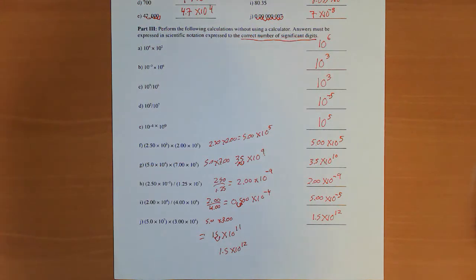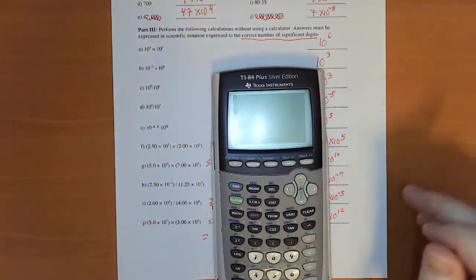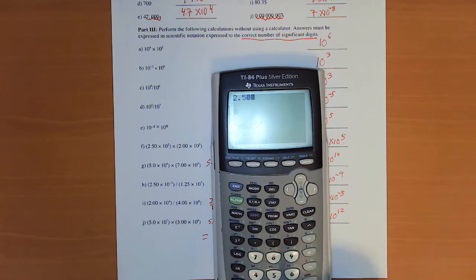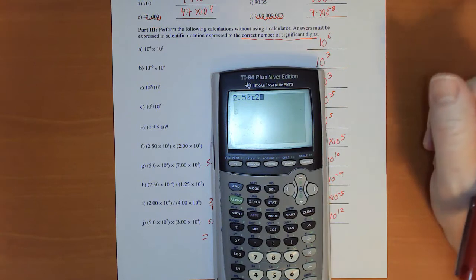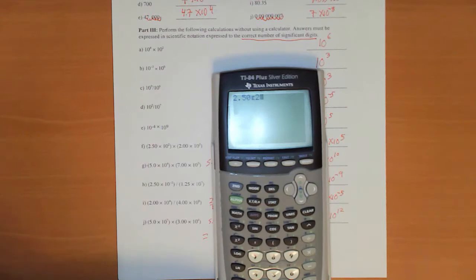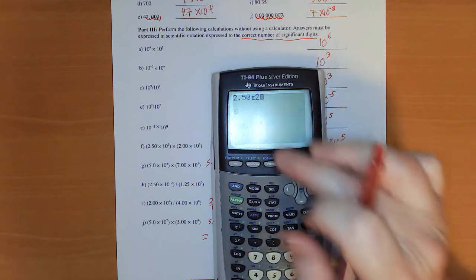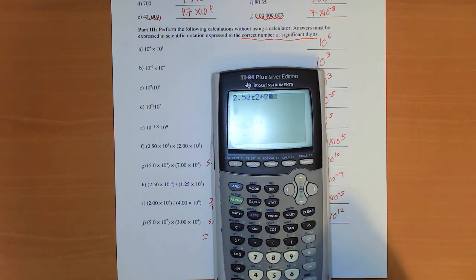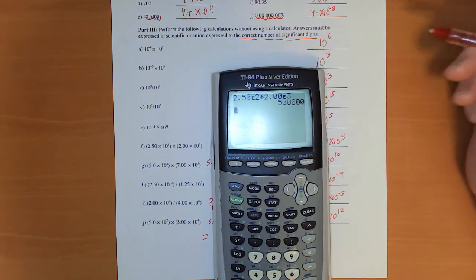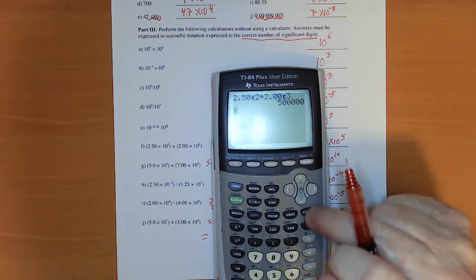And we could have done each and every one of those on our calculator. Let's go back and do them on our calculator now. 2.50 second EE 2. That's the appropriate way to put it in. Don't put times 10. Don't use this button right there, okay? Use the second EE. 2.50 2 multiplied by 2.00 second EE 3 equals, and when I convert that into scientific notation, I get 5 times 10 to the 5th. Same thing we got.